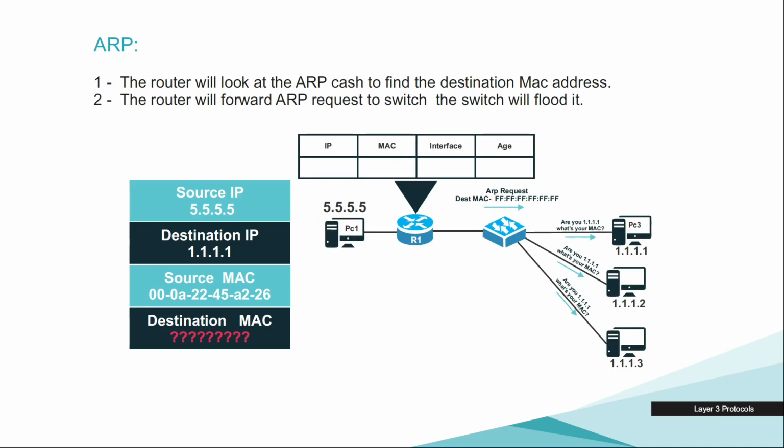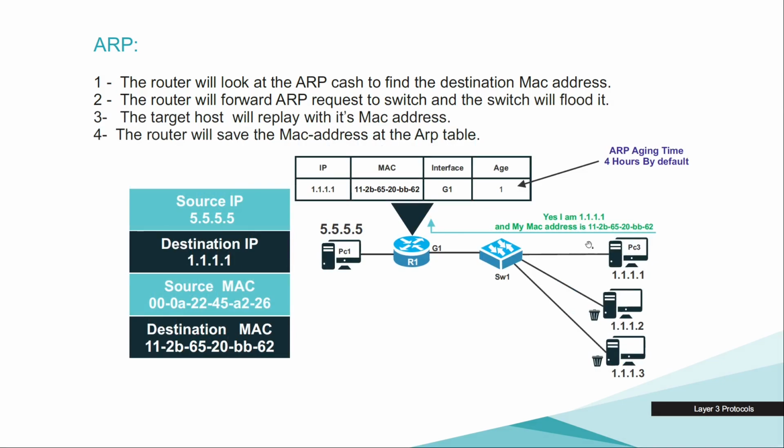Since our switch also doesn't know about PC3's MAC address, it will do an ARP request and the destination MAC address will be all F, which is the broadcast address. So here the switch did a flooding, and we can simply think about the ARP request message in our scenario as our switch asking our devices, are you the host with the IP address 1.1.1.1? If yes, what is your MAC address?